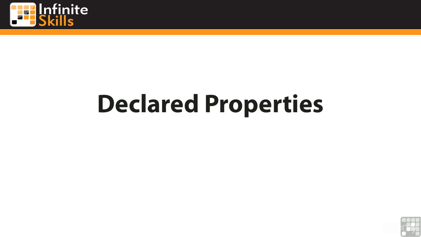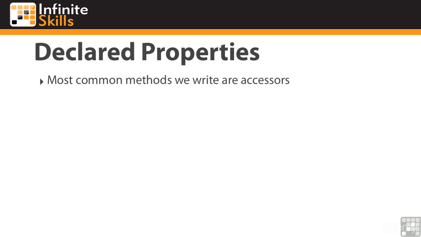In this lesson, we'll discuss a great language feature in Objective-C called declared properties. The most common methods we write are accessors. Objects store data, and we need to give other objects the ability to read and possibly modify that data, but we don't want other objects to directly access our instance variables, and instead want to provide accessor methods so we can control how that data is accessed or changed.